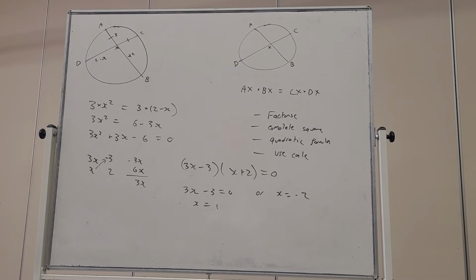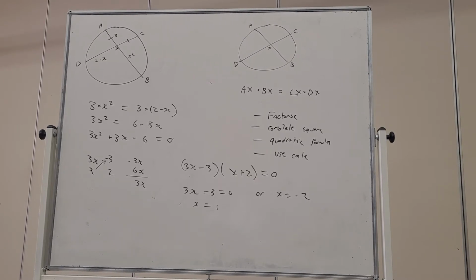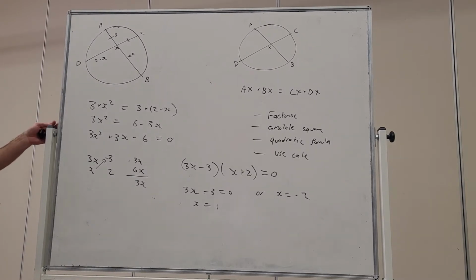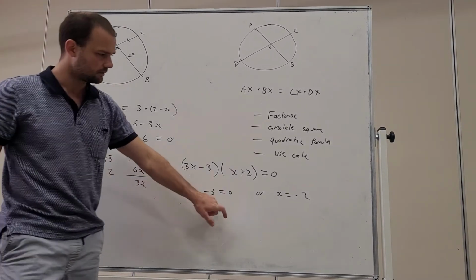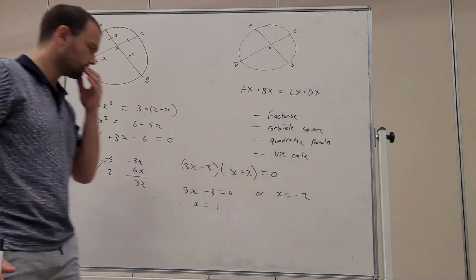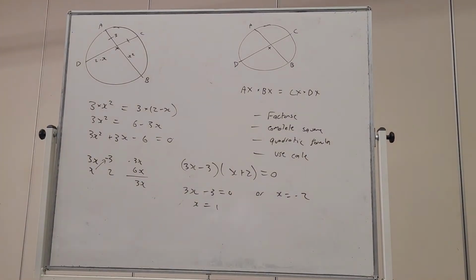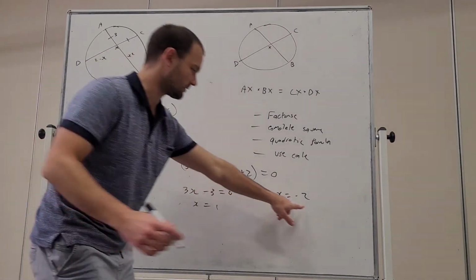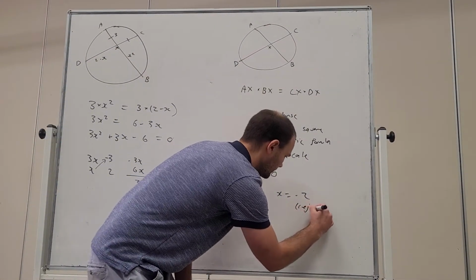Any problems with our answers? Got 2 answers. Think about the context of the answers. What have we found? Look at them. One of them is a positive 1, one of them is a negative 2. You're not having a negative length. Well, that's correct. We can't have a negative length, so we need to reject this solution. So there's only one solution.